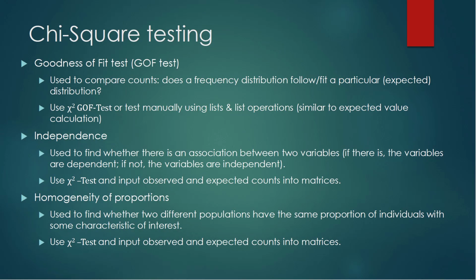The chi-squared test for homogeneity of proportions is the last of the chi-squared tests that we're going to look at in our course. This test is supposed to be used when you are trying to find whether two or more populations have the same proportion of individuals with some characteristic of interest in them.